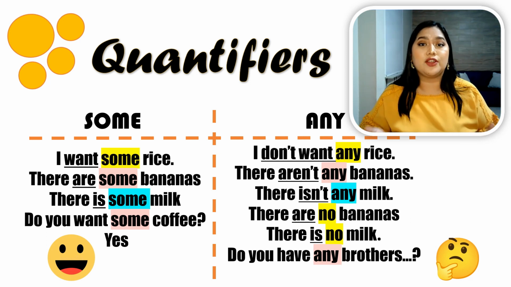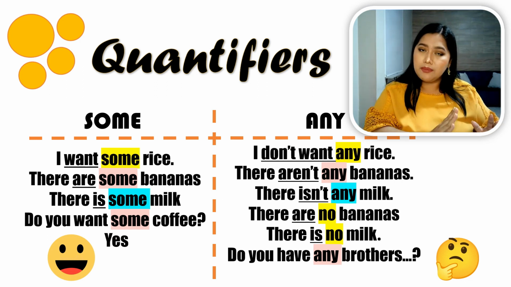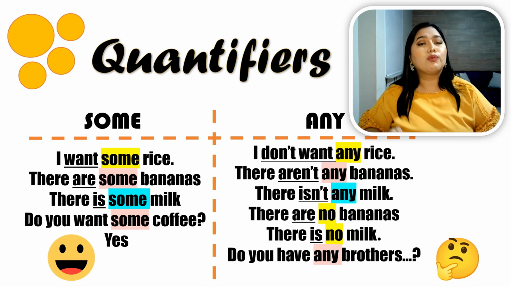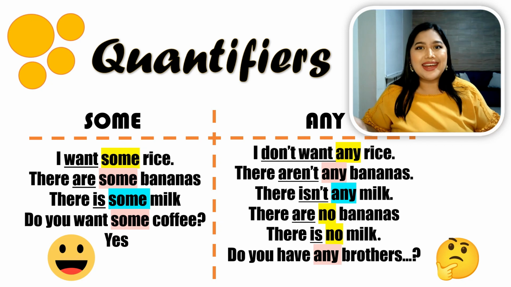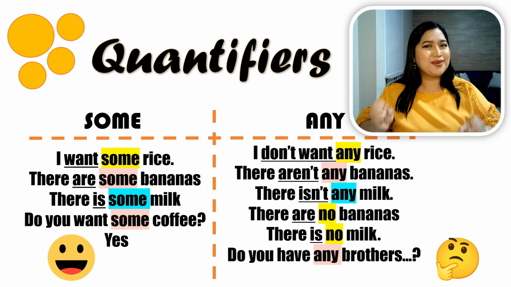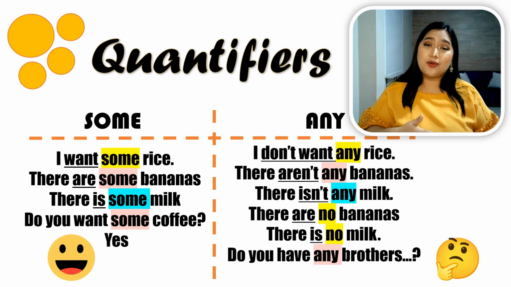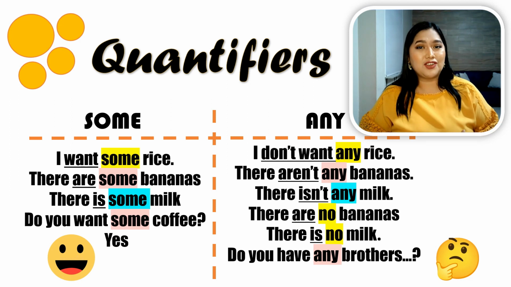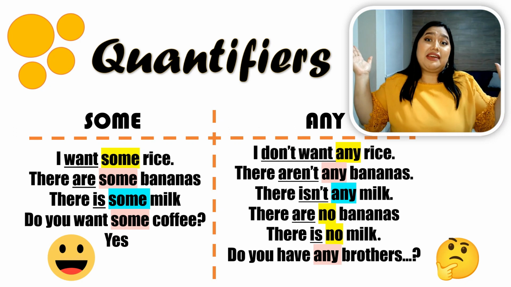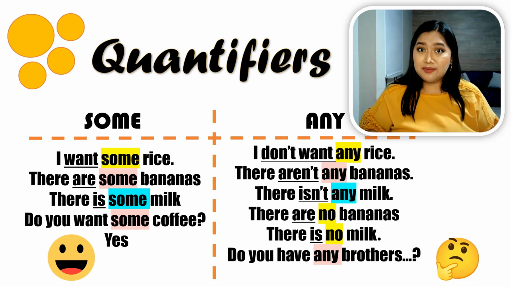Well, that's it. Remember, for an unspecified quantity, we use some, and for negative sentences or zero, we use any, or no bananas, no milk, no oranges, no chicken. You remember? Zero. And you learned about the difference between some for a question and any for a question. If you expect a yes, you use some. But if you don't know the answer, you use any for the question. So tell me, do you have any brothers or sisters?